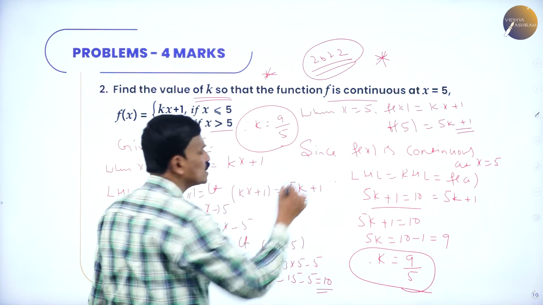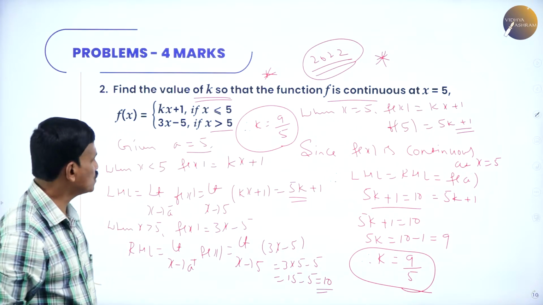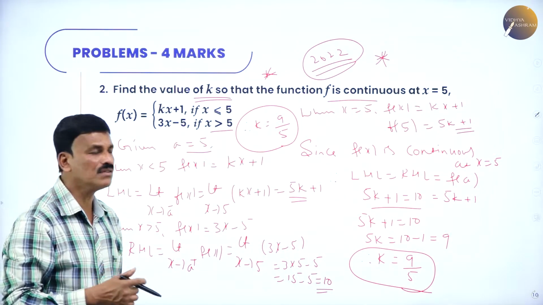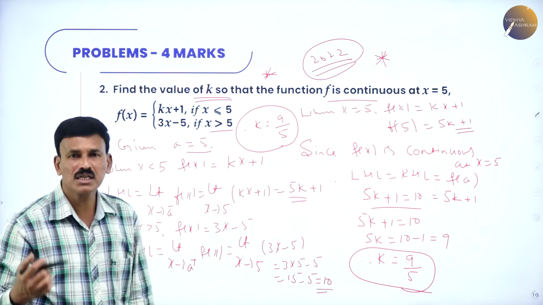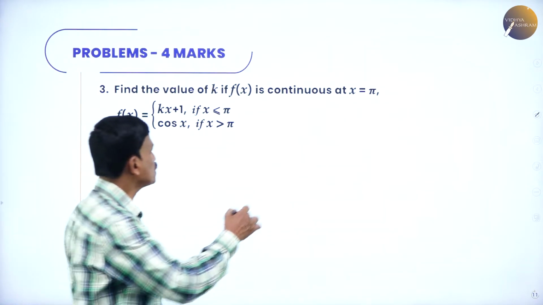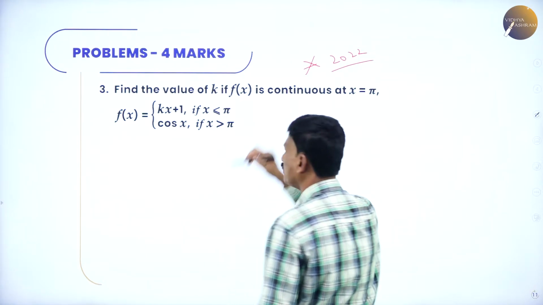Very important. You may expect this type of problem for your 4 marks question in the final examination. So, just find out LHL, RHL and the functional value. Equate them, you will get the answer. That's it. Hope you followed. Let's come to the next problem. This is also very important. You may expect this also for your 2022 examination.